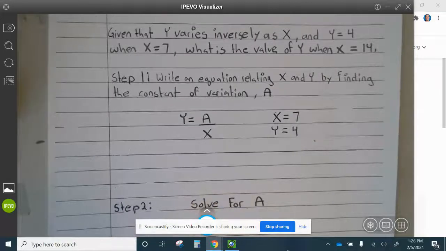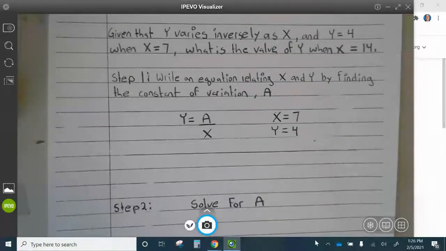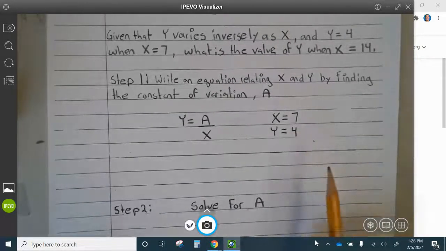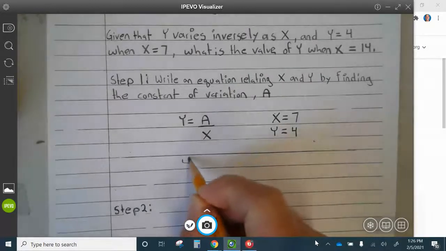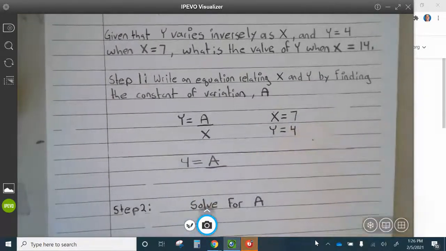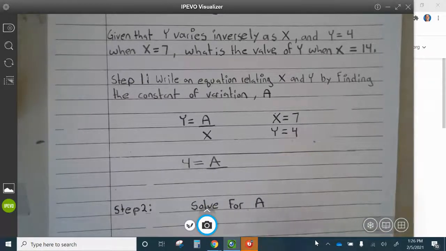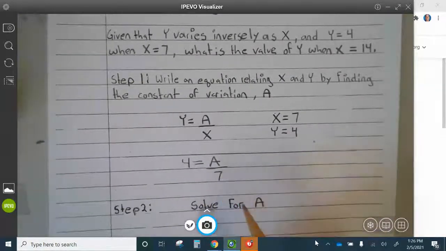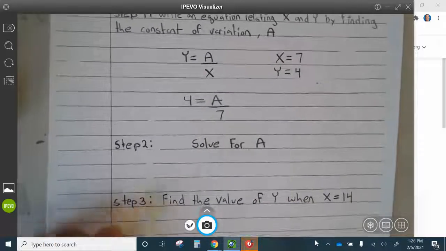Given that y varies inversely as x and y equals 4 when x equals 7, what is the value of y when x equals 14? Step 1. Write an equation relating x and y by finding the constant of variation a. So we know that x equals 7, y equals 4, so our equation is 4 equals a divided by 7. Okay, now we're going to solve for a.